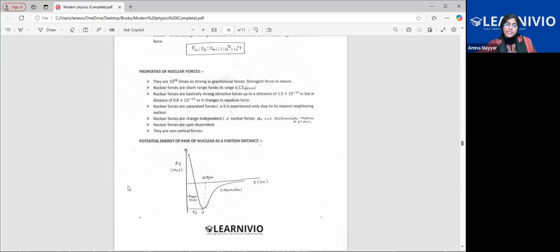Now, what are the properties of nuclear force? The nuclear force is 10 to the power 38 times stronger than the gravitational forces. Short range forces are there. Nuclear forces are basically strong attractive forces up to a distance of 1.5 fermimeters.